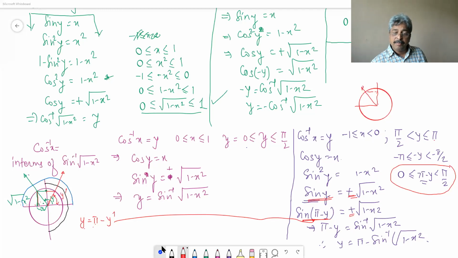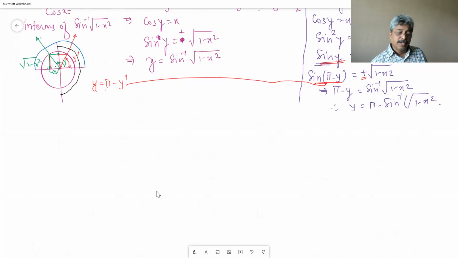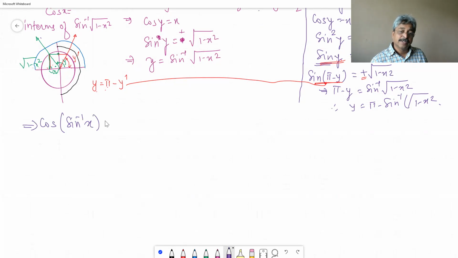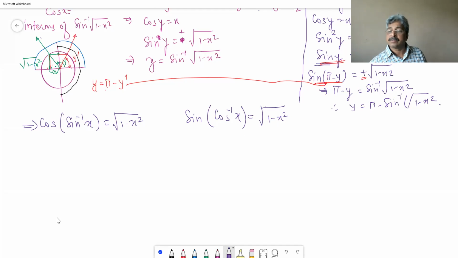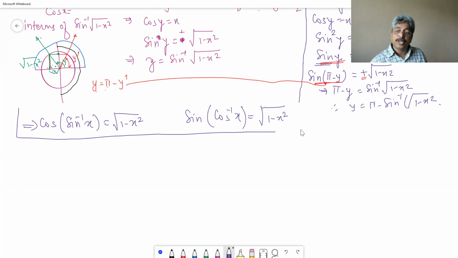Okay, here I would like to make a remark. It is not a problem itself. The remark is, these two problems put together imply cos of sine inverse x is equal to, and sine of cos inverse x is equal to, what is the answer? Radical 1 minus x square. Radical 1 minus x square. Okay, so you can note this. This is something to be noted.